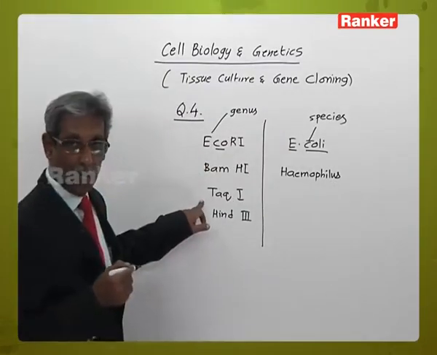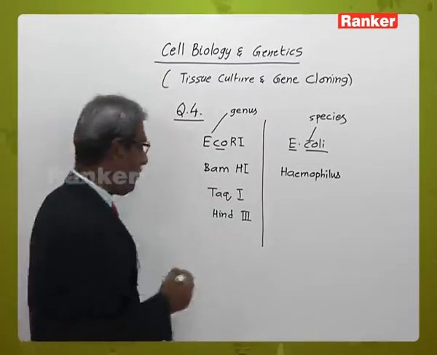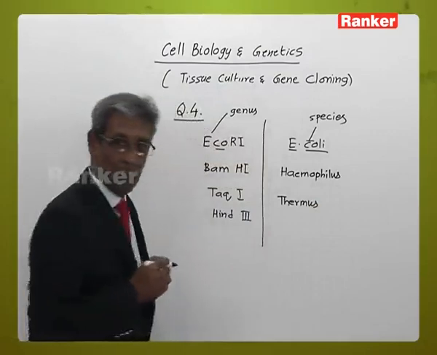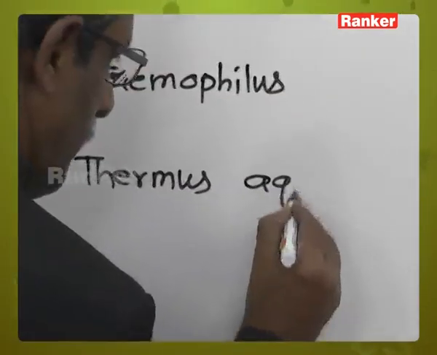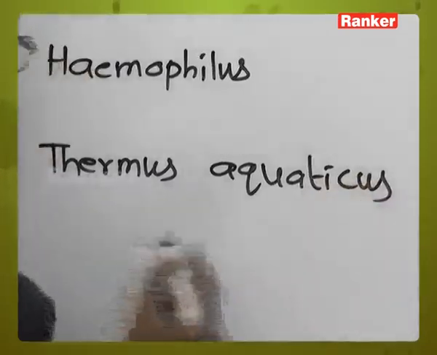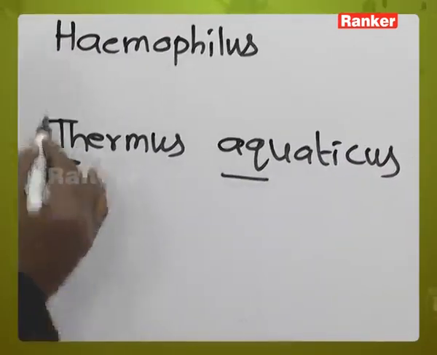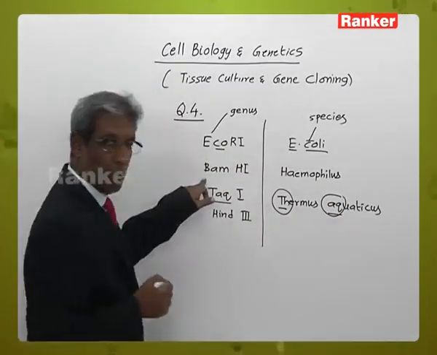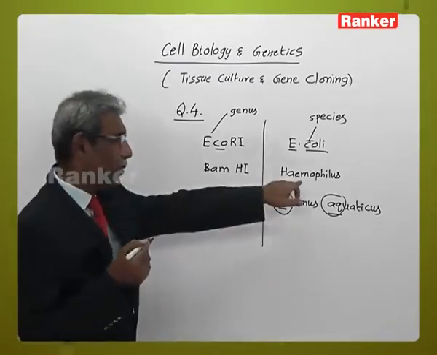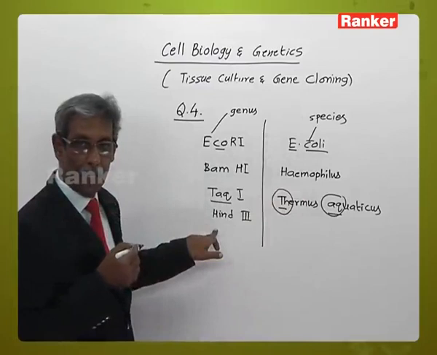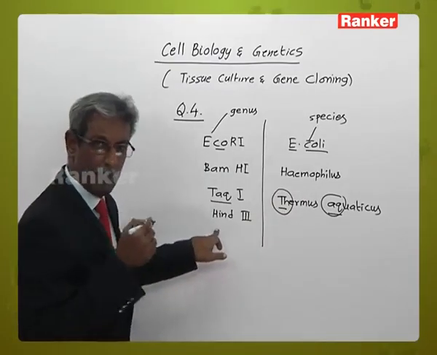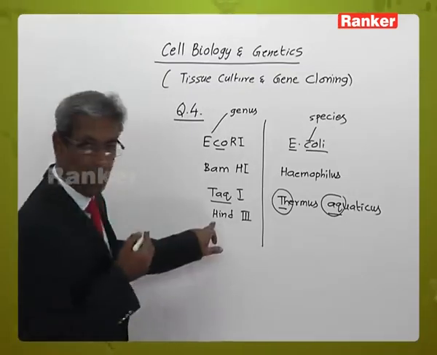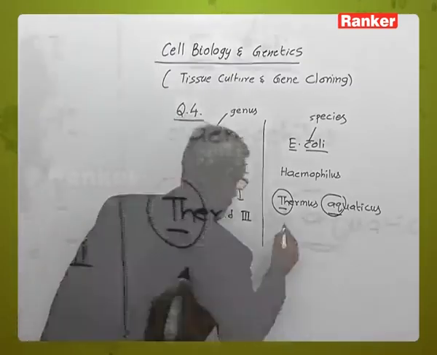And TaqI has been discovered from a microorganism which grows at very high temperatures, that is Thermus aquaticus. Now, for certain other things like Taq, it relates to Thermus aquaticus, whereas for BAM, this is an older name, so the new name is Haemophilus. And similarly, when you take HindIII, it is also an enzyme which has been discovered primarily from Haemophilus.